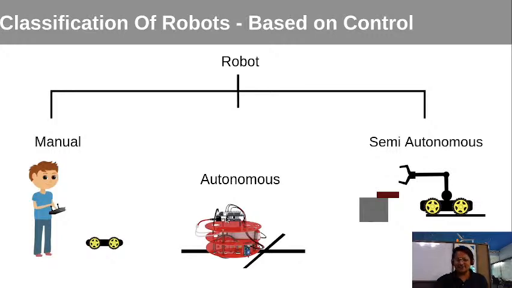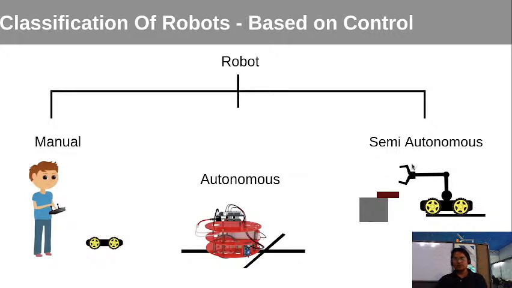Now the third thing is the semi-autonomous robot. By the name, it is clear: a robot which walks on its own, but at some point of time you have to control it manually. In the image you can see an example. This is the arm. The robot will go near the object on its own, and whenever it detects the object, you have to control the arm manually to pick the object, and then it can move to its destination.